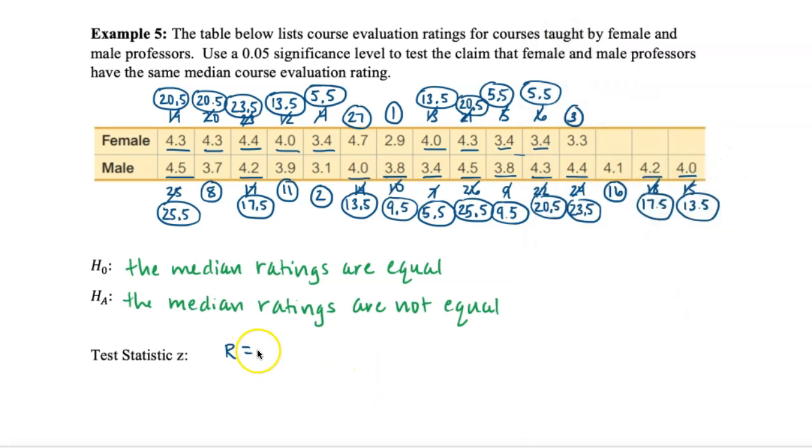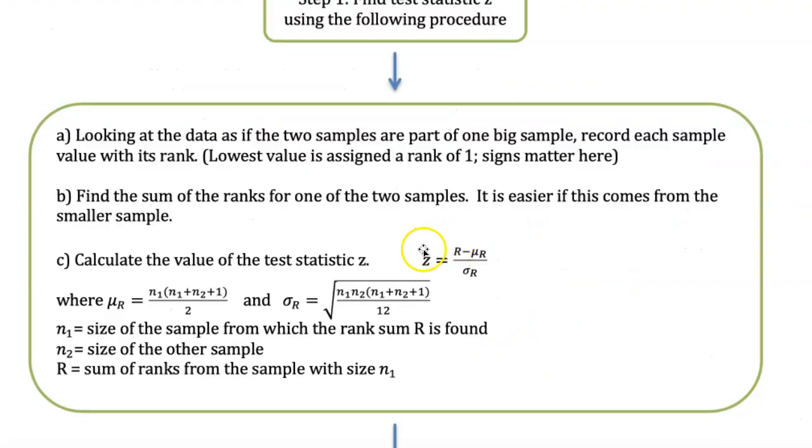And I get 159.5, and so my R is 159.5, and let's just make this clear that it is the sum of the female ranks. And referring back to our organizer. Okay, now for the actual test statistic.